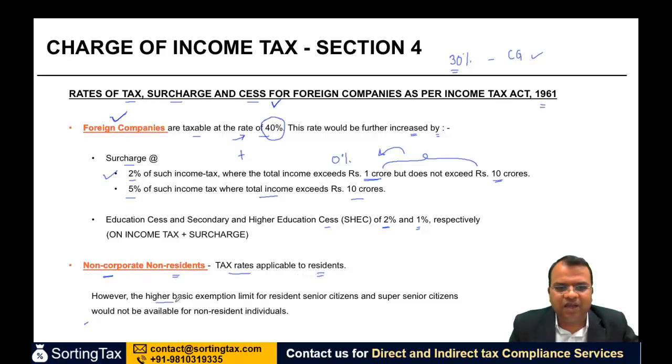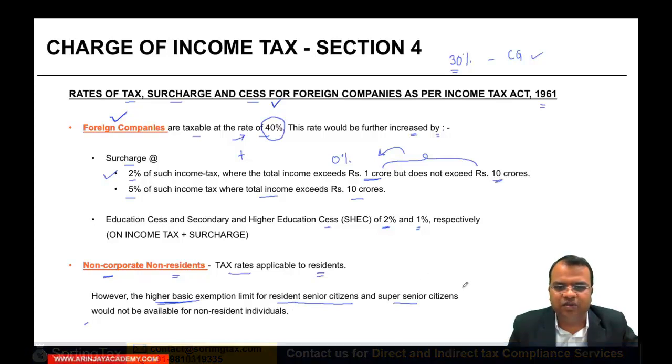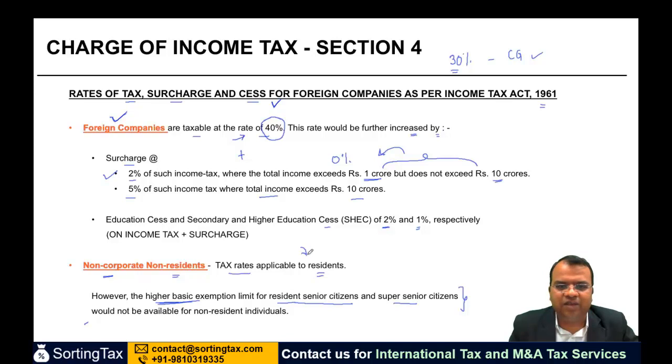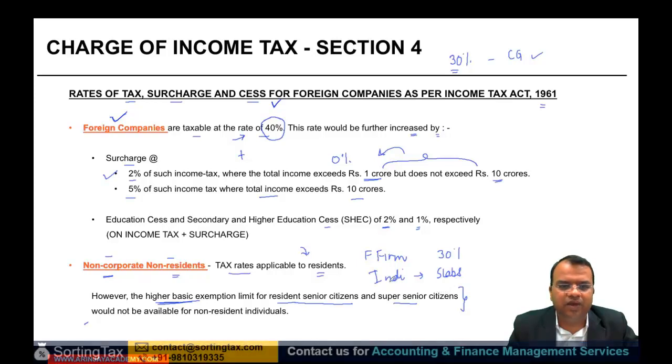But the higher basic exemption limit, which is available to resident senior citizens and super senior citizens, is not available for non-resident individuals. So in those two cases, except for this particular benefit, the tax rates which are applicable to the non-corporate non-residents are the same as they are applicable to a resident, which means that if there is a foreign firm, the tax rate will be 30%. If there's an individual, the tax rate will be the same as per the slabs applicable, right?